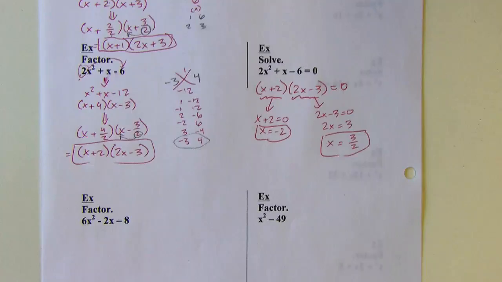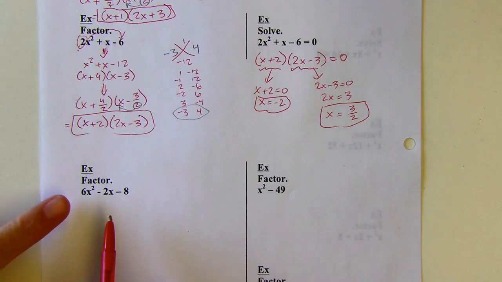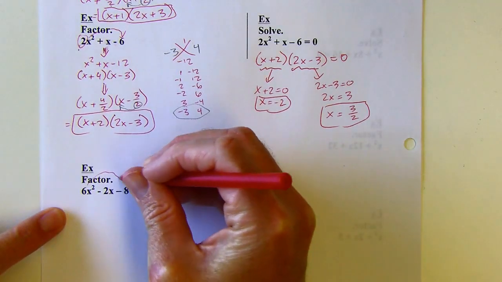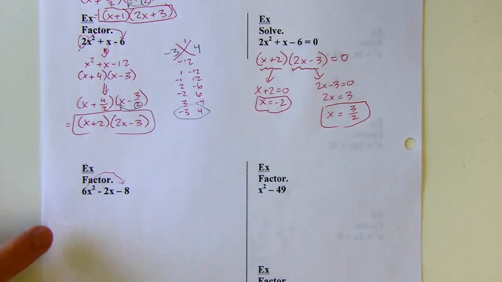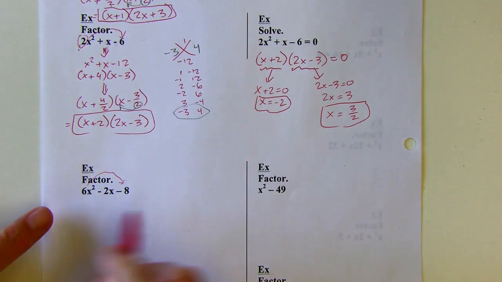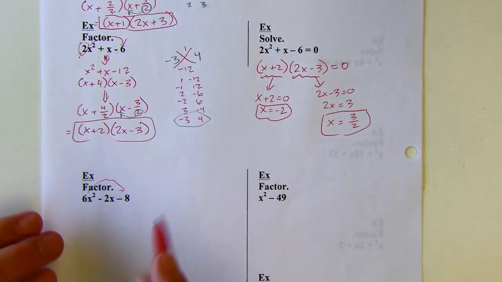All right, let's give this next one a shot. Some people are going to go straight to trying to do a modified diamond problem thing here, but it's not going to work because there is a common factor. You have to factor out the common factor first. If you miss that, the modified diamond problem is not going to quite get you the right result.